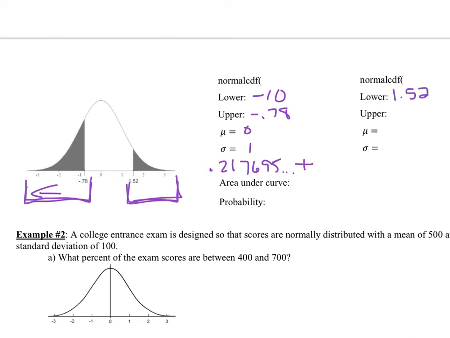When you do this in your calculator for this other area, your lower bound in this case is 1.52. The lowest spot here is 1.52. For the upper, we just use 10, and then 0 and 1. So when we put this in our calculator, we get 0.0642.